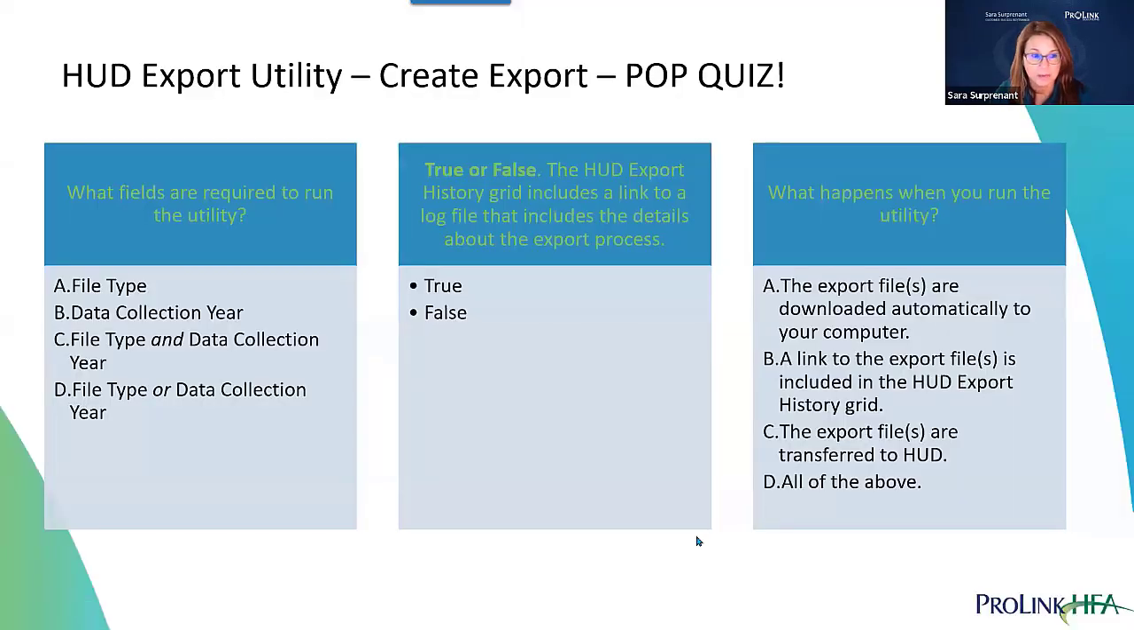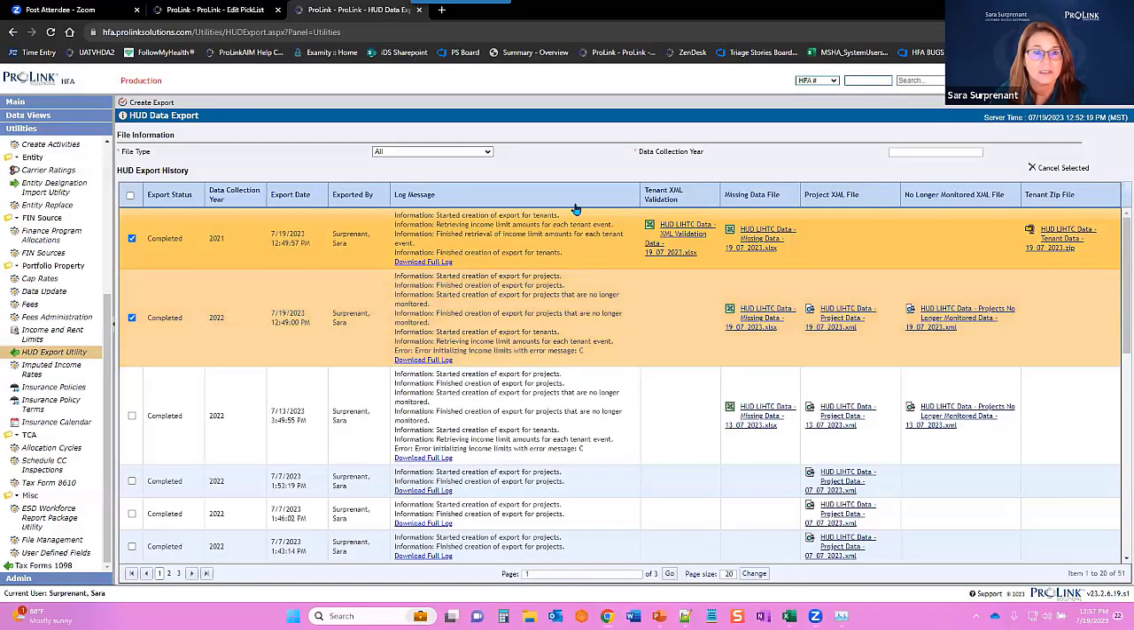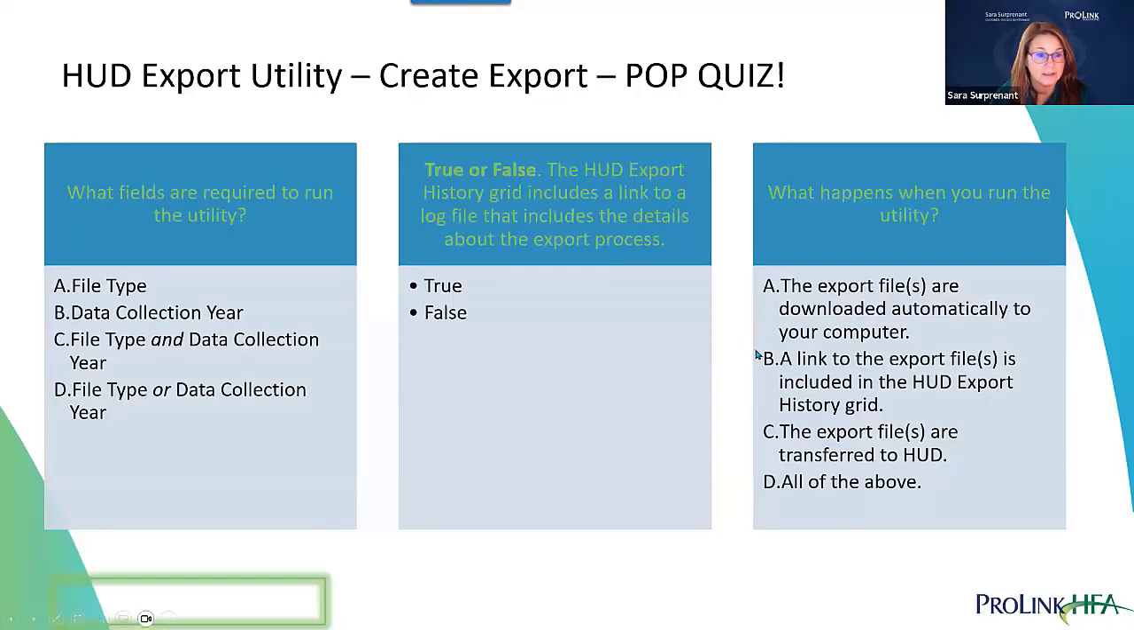So let's talk about the pop quiz. We talked about this earlier, and again, just play along at home. What fields are required to run the utility? Which file types are required? So let's kind of look over here and cheat a little bit. I'm going to say file type and data collection here, because that looks like what we have there. And that is the answer. It is C. The HUD export history grid includes a link to a log file that includes the details about the export process. That is true.